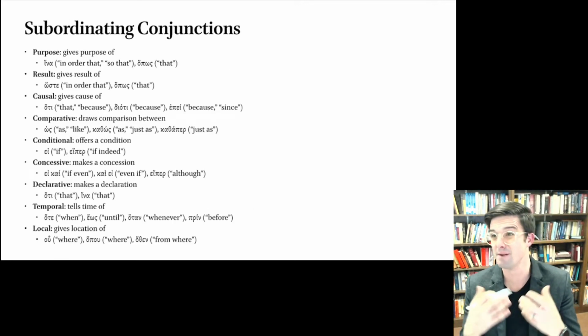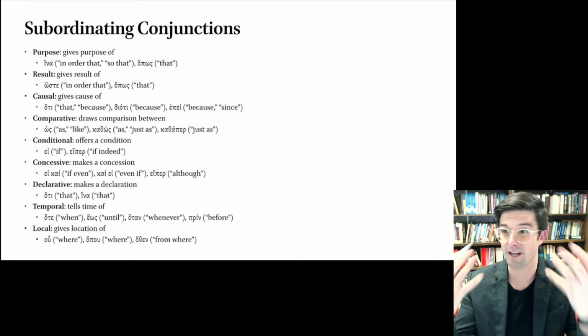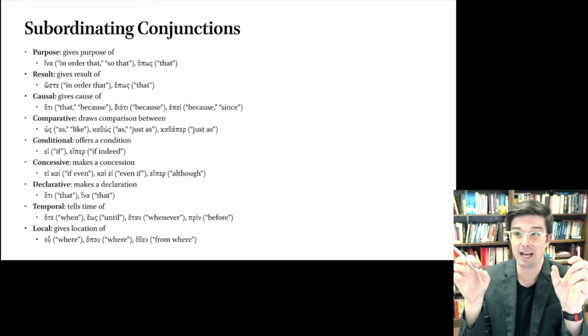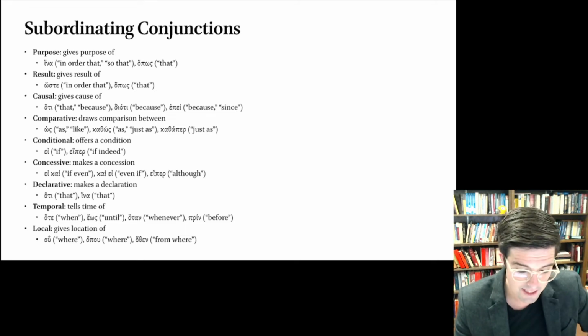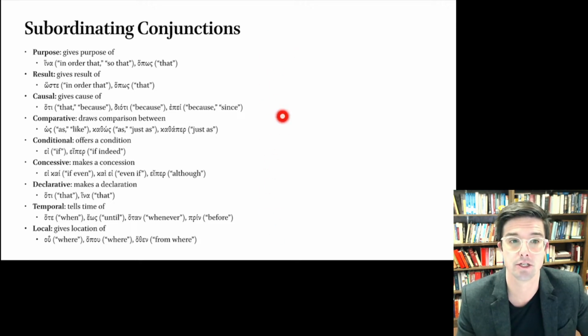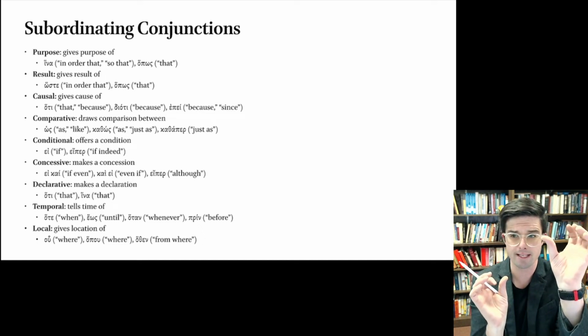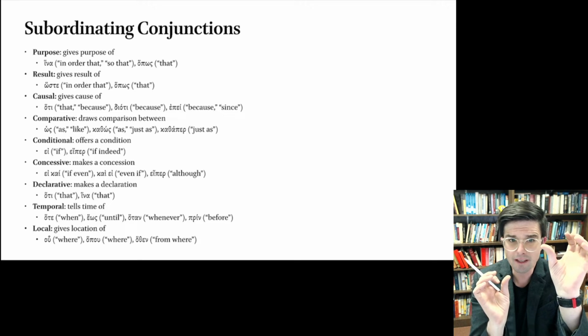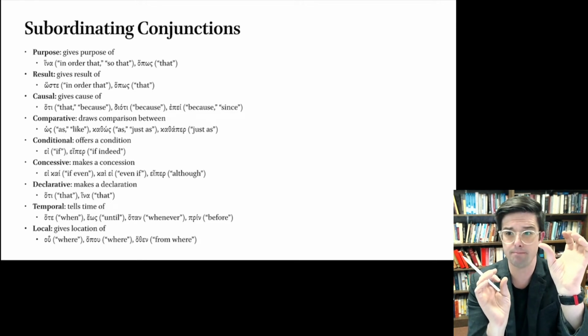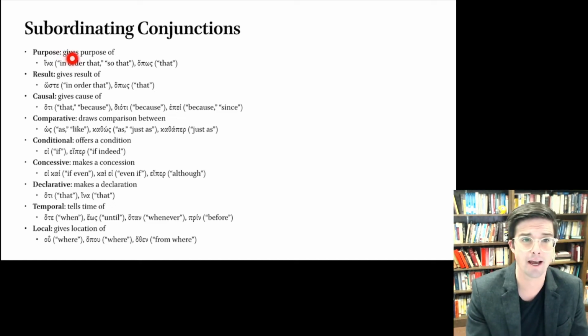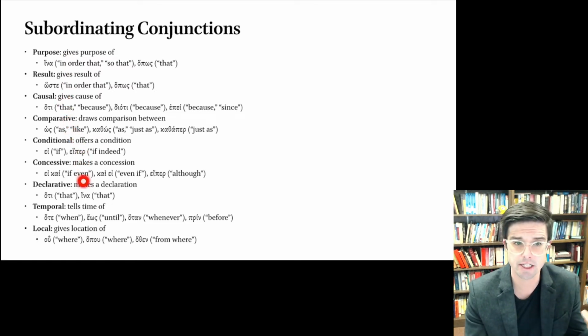Subordinating conjunctions are a little bit more complex insofar as they create complex sentences. A complex sentence is one that has an independent clause and one or more dependent clauses. And I give you the different kinds of subordinating conjunctions here. So again, with a subordinating conjunction, one of the two things has a different kind of weight, and one is subordinated or dependent on the other in various ways. It can be dependent with respect to purpose, result, cause, comparison, condition, concession, declaration, time, or location.